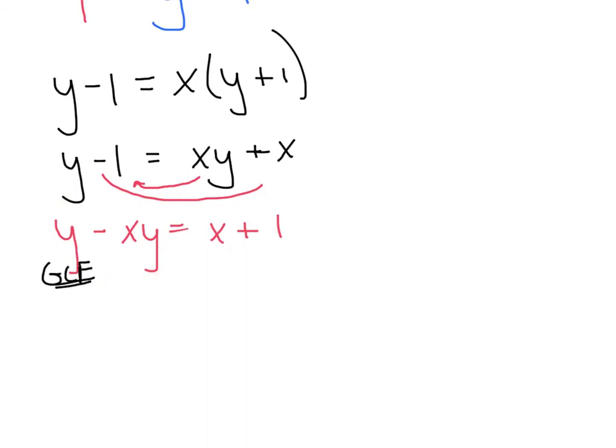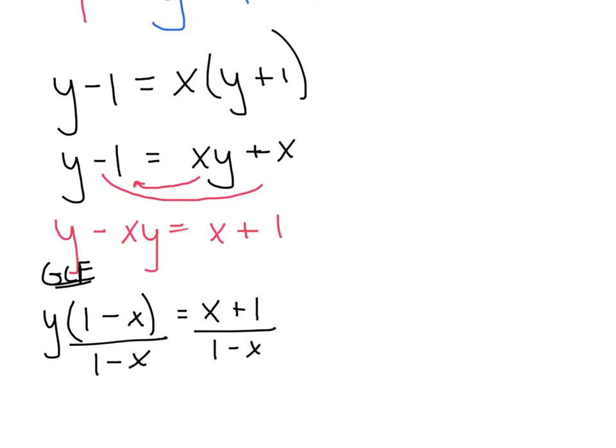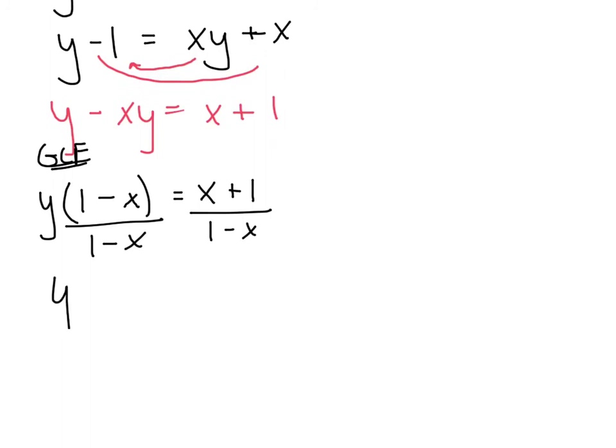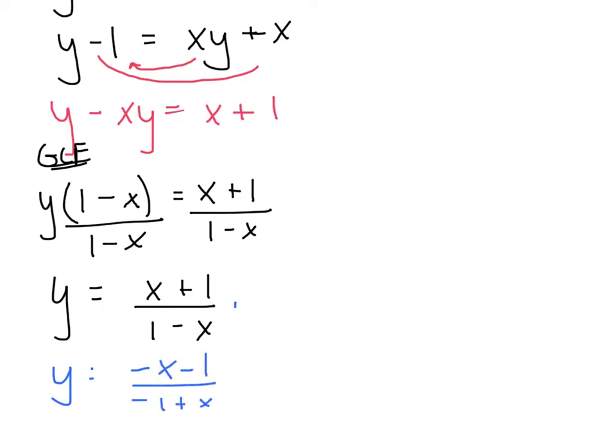I'm going to pull out a GCF, and if I pull out a y, I'm left with 1 minus x. Okay, remember, take 2 seconds. If you distribute this back through, do you get what you started with? Equals x plus 1, and then just simply divide both sides by 1 minus x. So let's go ahead and write our 2 answers down: y equals x plus 1 all over 1 minus x. Or I could say that's equivalent to, remember, just negate everybody, negative x minus 1 all over negative 1 plus x. Those two, remember, are equivalent.